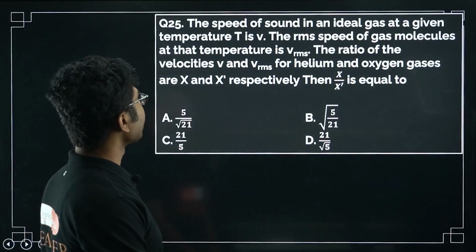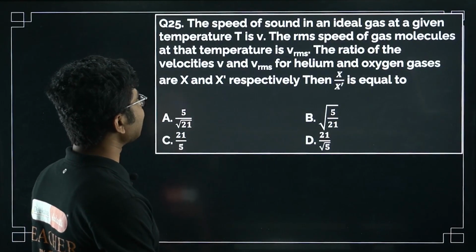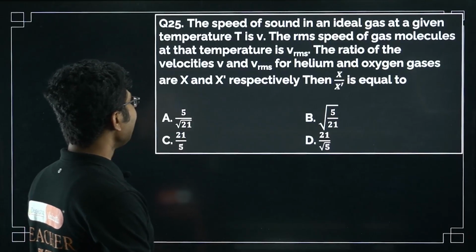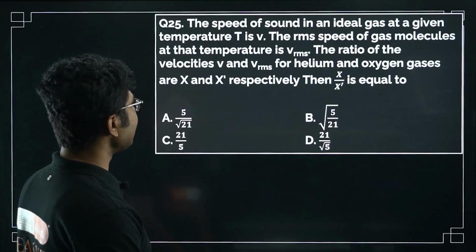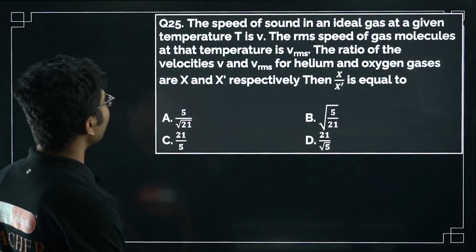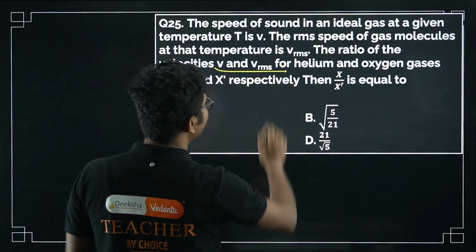Okay, the speed of sound in an ideal gas at a given temperature T is V. The RMS speed of the gas molecules at the same temperature is Vrms. The ratio of velocities V and Vrms.